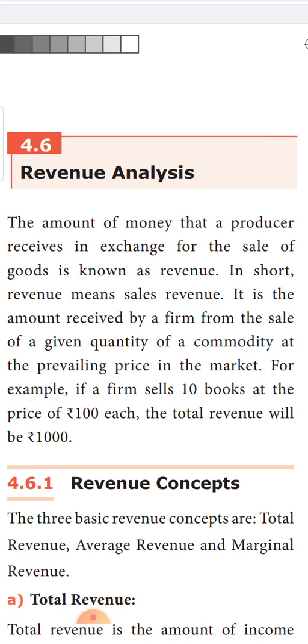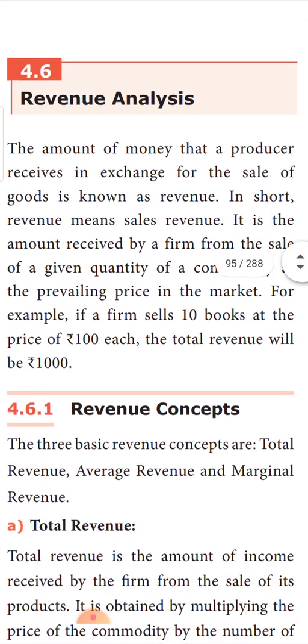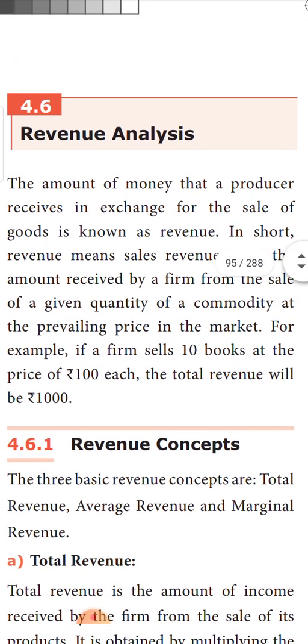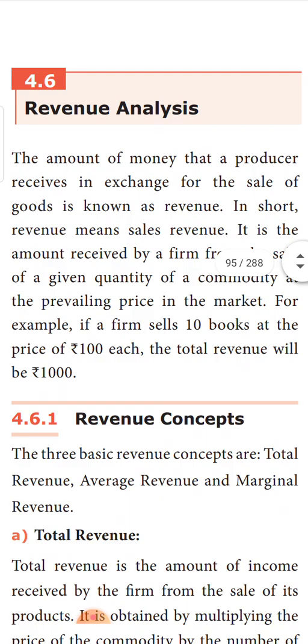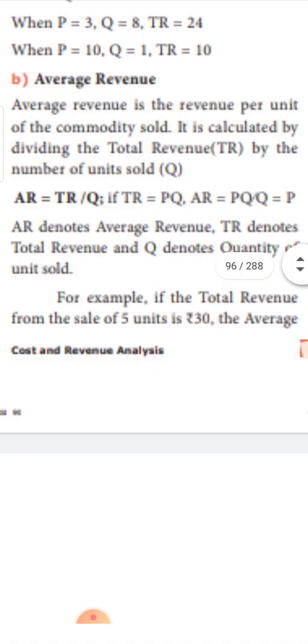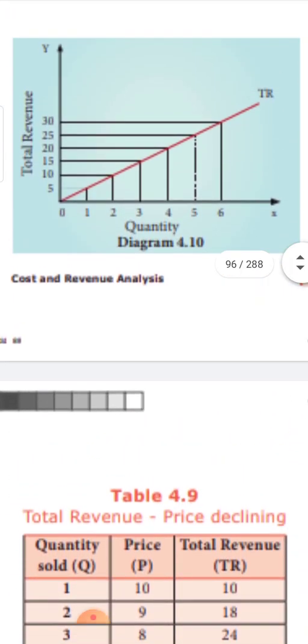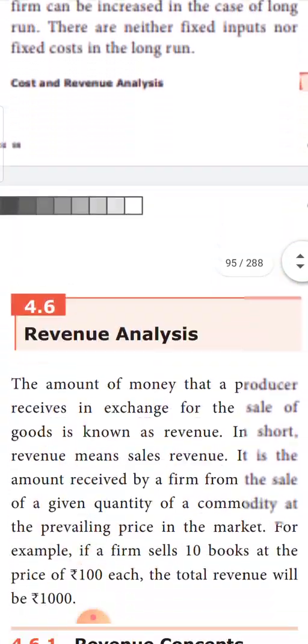In the last class we saw the cost analysis and the different types of cost, and the relationship between average cost, average fixed cost, average variable cost and marginal cost, and the relationship between average cost and marginal cost. Finally, we ended up with the long run average cost curve. Now let us go to the next analysis in this lesson, which is called revenue analysis.